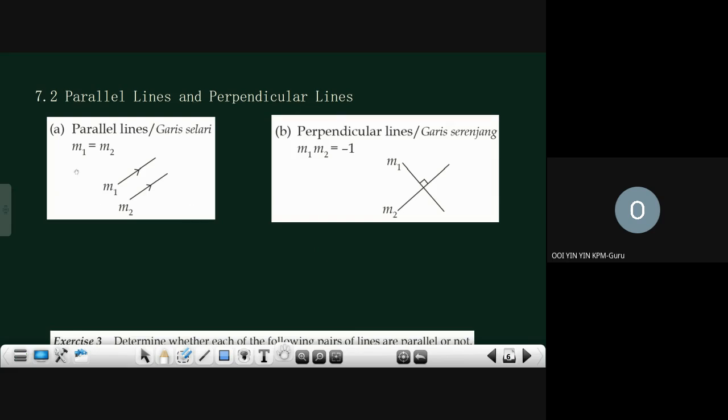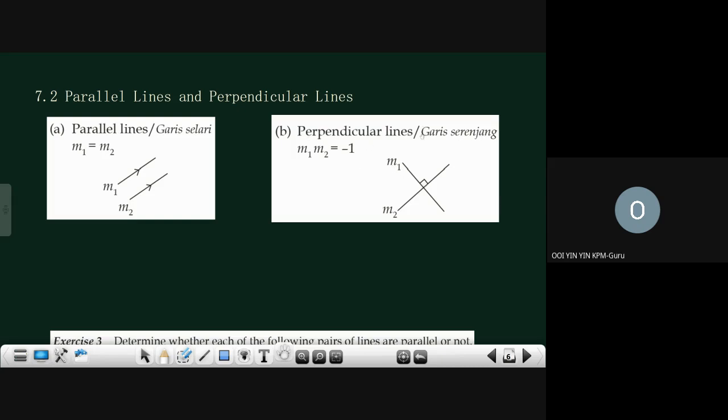What are parallel lines? Garis selari. Your garis selari will look like this, right? 平行线. For parallel lines, for the equations of the two straight lines, the gradient will be the same. M1 will be equal to M2. M is the gradient. If the two lines are parallel, the gradients of the two lines are the same.